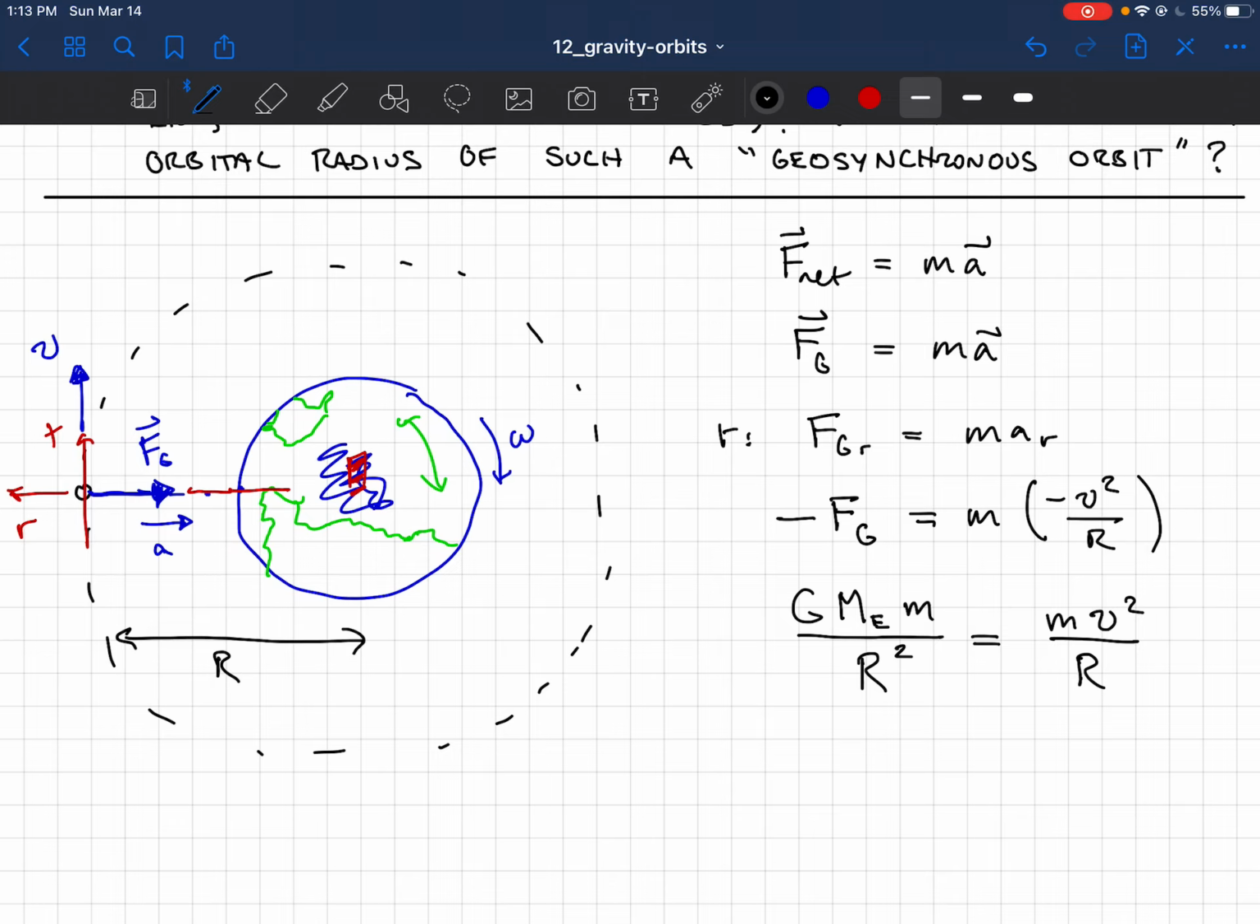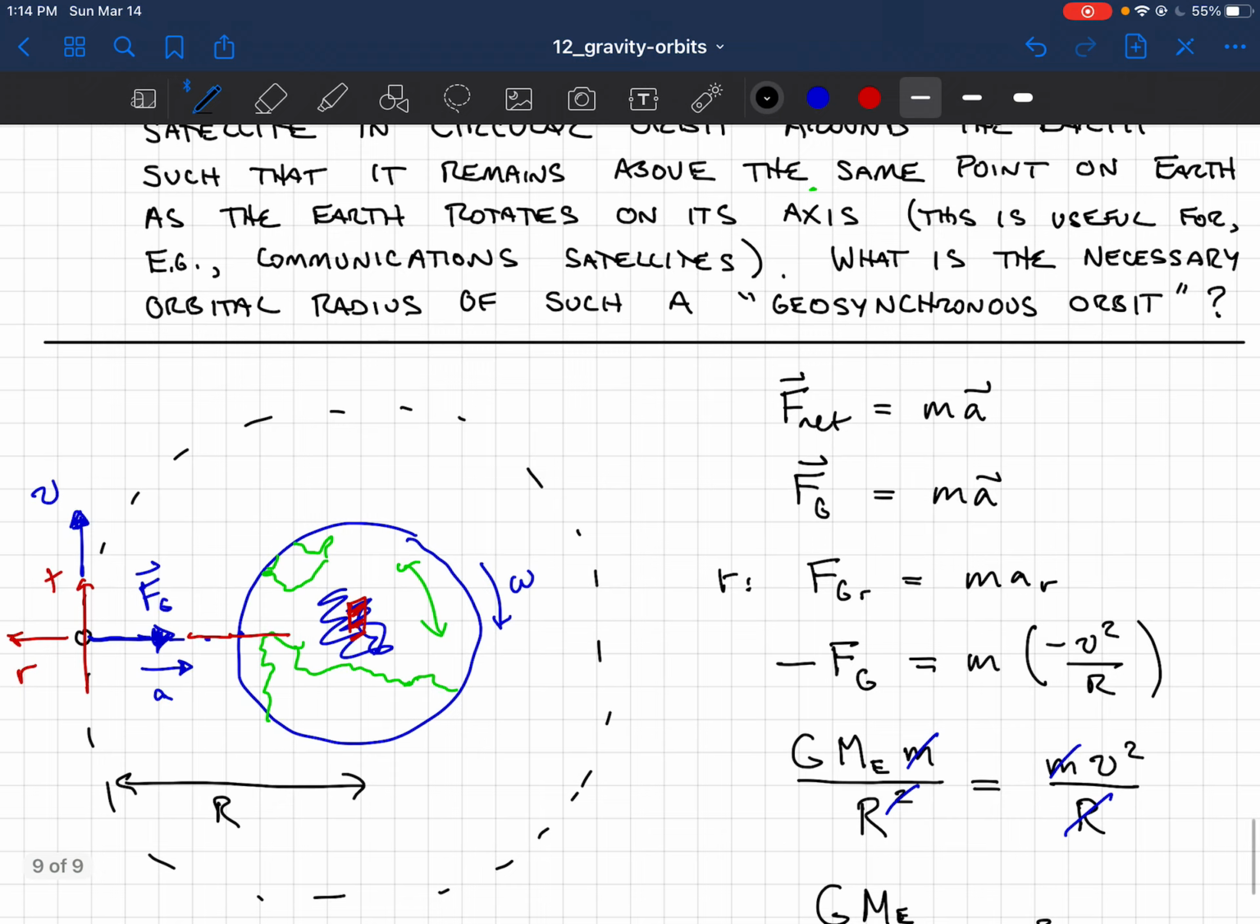So I guess our boxed equation to come out of Newton's second law, again, we can divide both sides by m, or multiply both sides by big R, and we get big G times the mass of the Earth over R equals v squared. Same as we had last time. But we have a different question here.